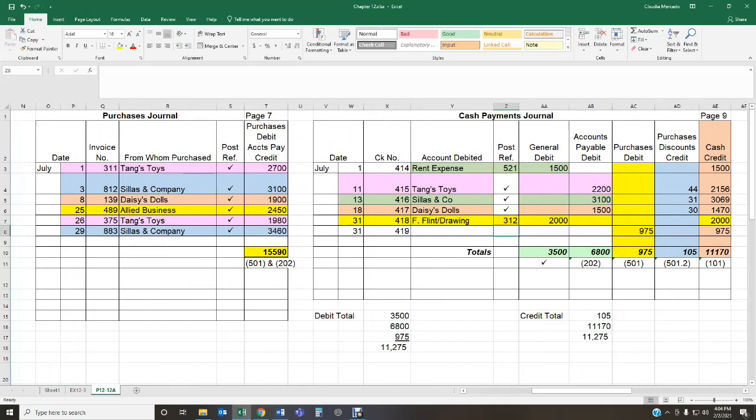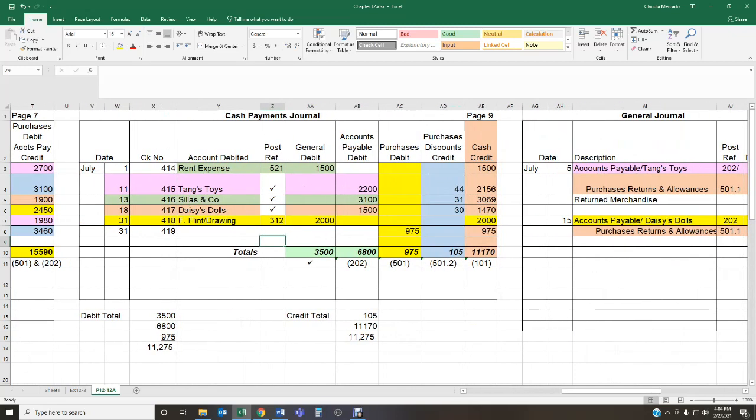Remember, a lot of students forget to go back and post the information in the post reference column. It's very important that you post it, because if not, you're going to be docked a lot of points. Okay. So that takes care of that. And we've posted all of that information down here.